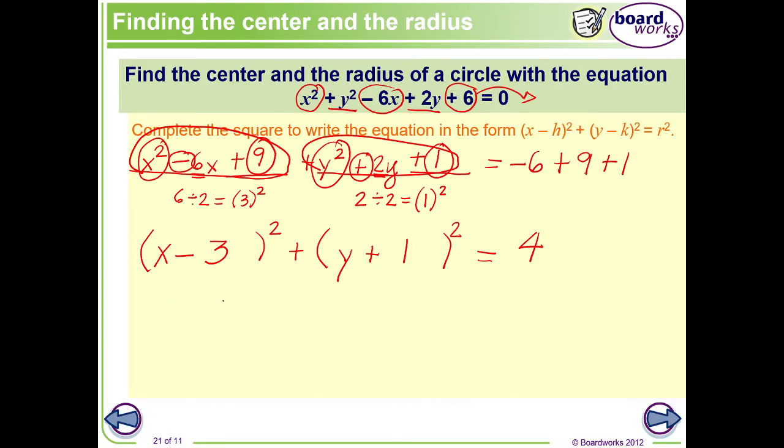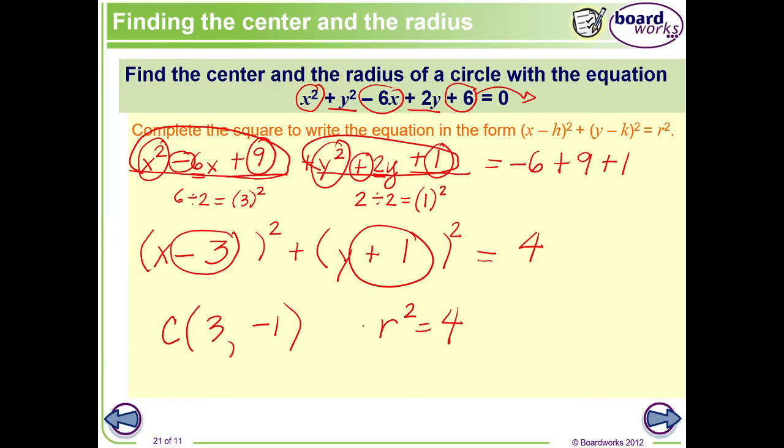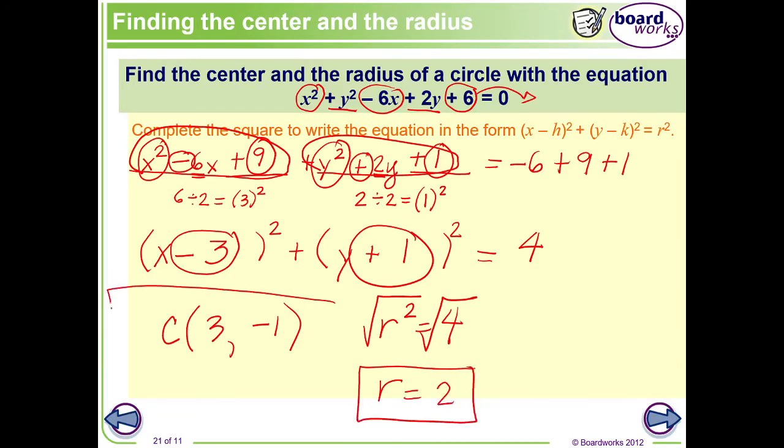So, therefore, what is our center? Positive 3, negative 1. And r squared equals 4. Take the square root. So, what is r? 2. Okay, there you have it. That's our center, and that's our radius.